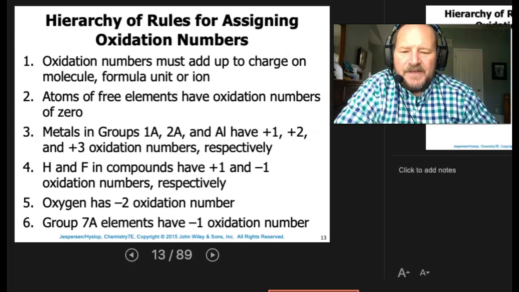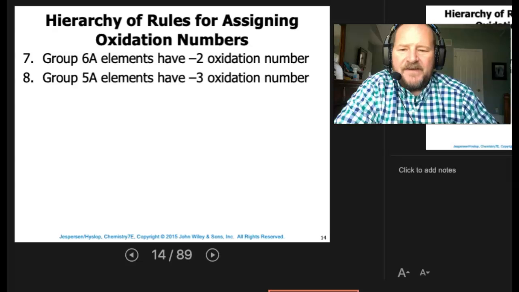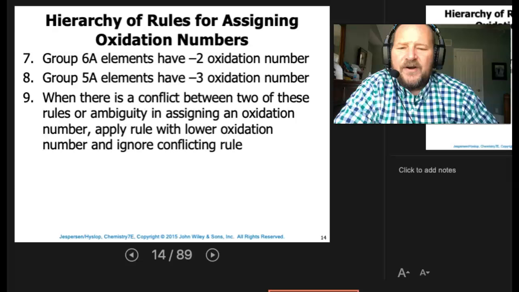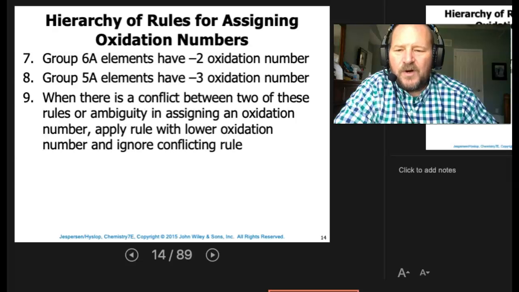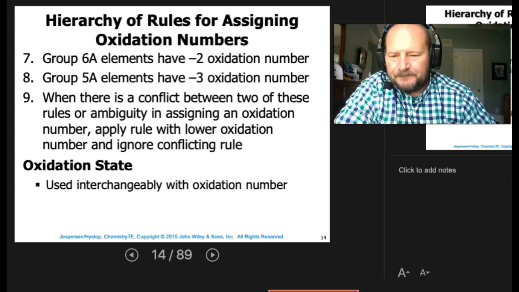Group 7A elements all have a -1 oxidation number. Group 6A have -2 oxidation numbers. 5A, typically -3 oxidations. When there is a conflict between 2 of these rules or an ambiguity in assigning an oxidation number, apply the rule with lower oxidation number and ignore the conflicting rule. That sounds crazy, but we're going to see some examples.